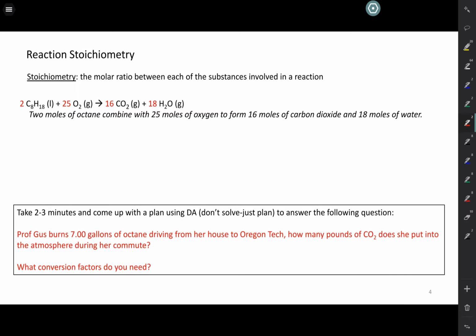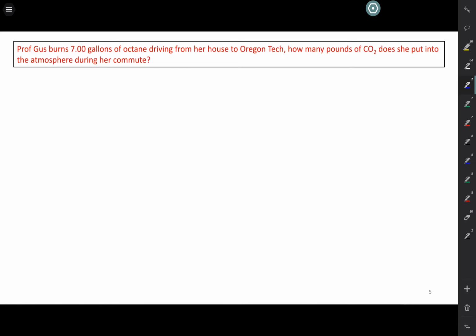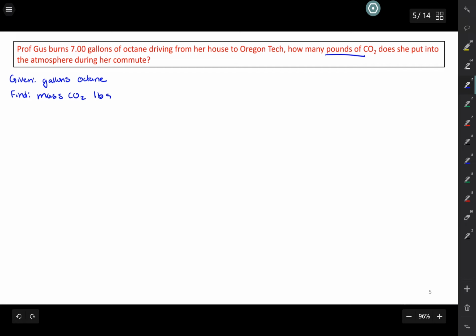And what I wanted you to do was just come up with a plan. So let's go through that together. If I'm given gallons of octane, and I want to find the mass of CO2 in pounds, I'm going to have a lot of conversion factors. Let's make our list of conversion factors while we do our plan.